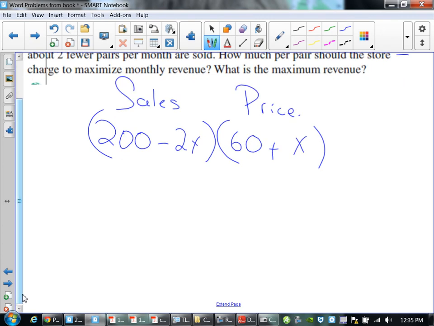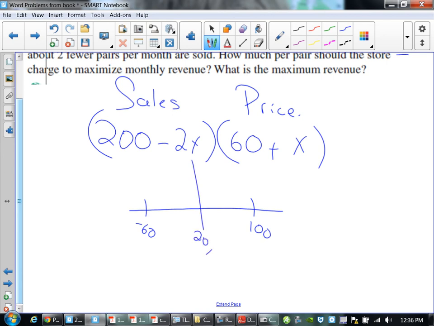So what we do here when we have something like this is get your zeros. Set 200 minus 2x equal to 0. You get 200 equals 2x. What's your zero? 100. Set the other one equal to 0. What's your zero? Negative 60. Now, what's 100 plus negative 60? 40. What's half of that? 20. So the midpoint would be at 20.